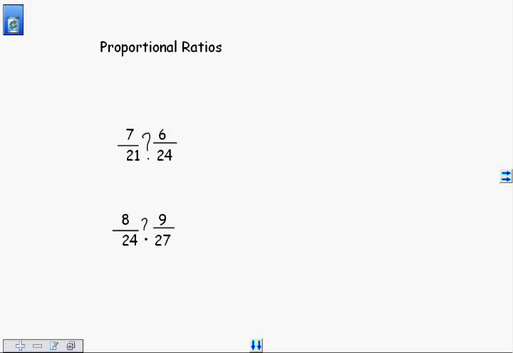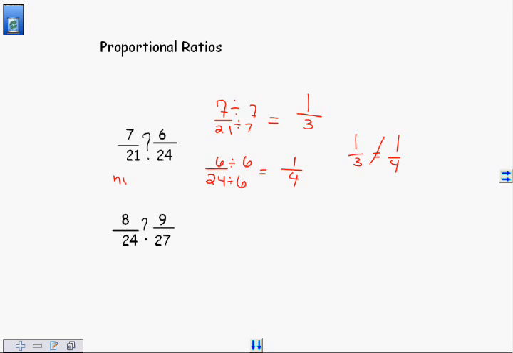Before we get into proportions, let's review proportional ratios. When you had ratios and needed to determine if they were proportional, one way that you could do it is to simplify the ratios to see if the simplified ratios equal one another. 7 to 21, you can divide by 7, numerator and denominator, and get 1/3. 6 to 24, 6 goes into both, 1/4. Since 1/3 does not equal 1/4, 7 to 21 and 6 to 24 are not proportional.